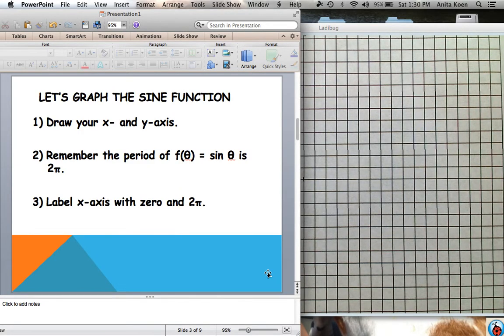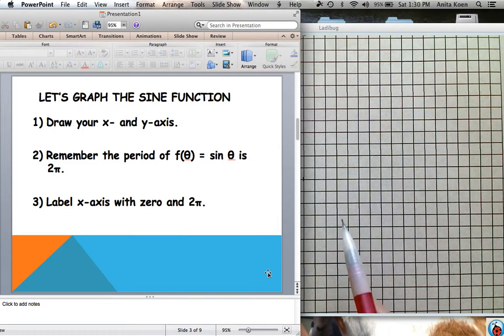Now, the next thing that we're going to do is actually draw the sine graph. We're going to graph it on our graph paper. So what I've given you in this video are the steps. I'm going to actually do these steps for you so that you can see it, and then you can model these steps on your own.